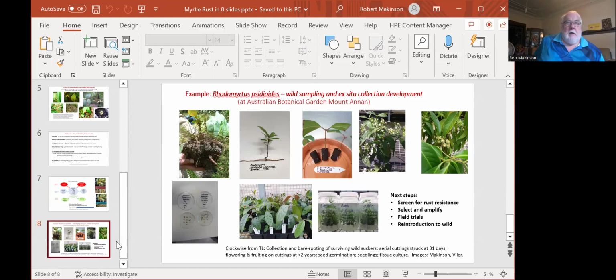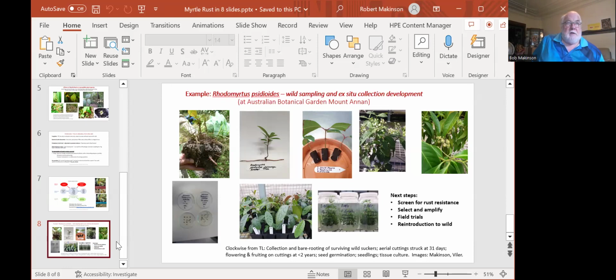An example, one of 4 which are really solidly underway, and a few more which are just barely beginning at this point. But one of the more advanced cases is native guava, Rhodomyrtus psidioides, where the wild sampling and ex situ collection development has been fairly advanced. And these shots are from the New South Wales part of that effort, which is focused in many respects at the Australian Botanic Garden, Mount Annan.